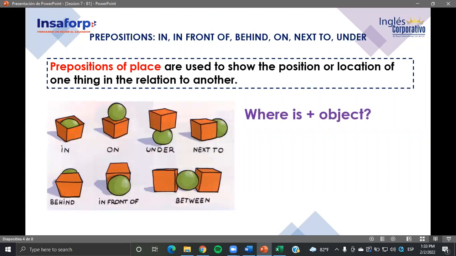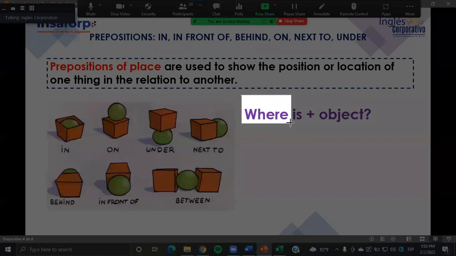Now, most of the times when you use prepositions and you want to ask questions, this is the form. We use where plus a verb be. It gets if it's singular. And we have an object.